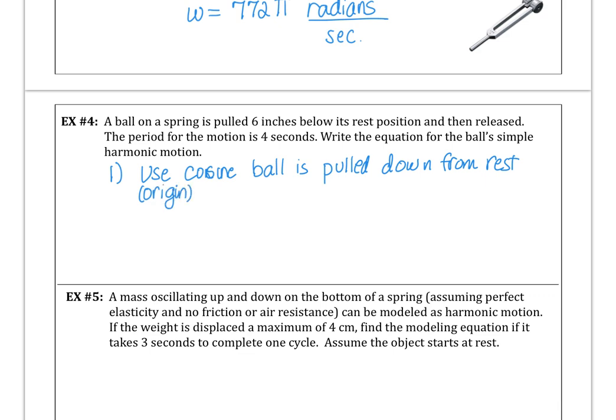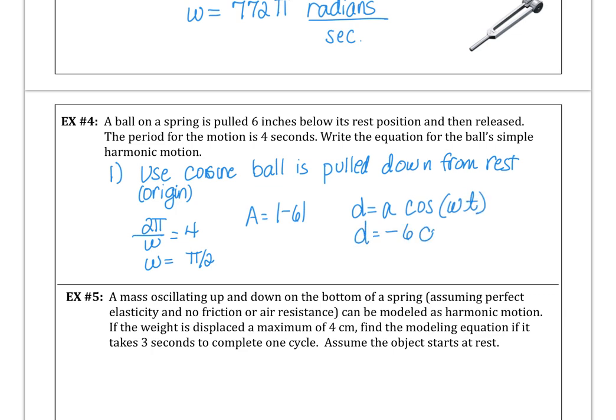So we know 2 pi over omega is 4 seconds. So omega is pi over 2. And our A value has to be the absolute value of -6 to pull it down. So the equation that we would want to use would be D equals A cosine omega times time. So D is -6 cosine pi over 2 times t.